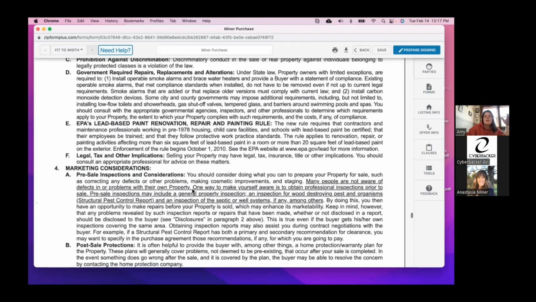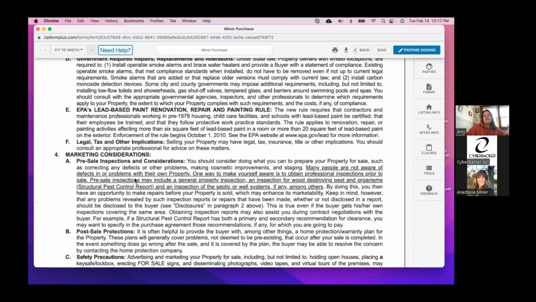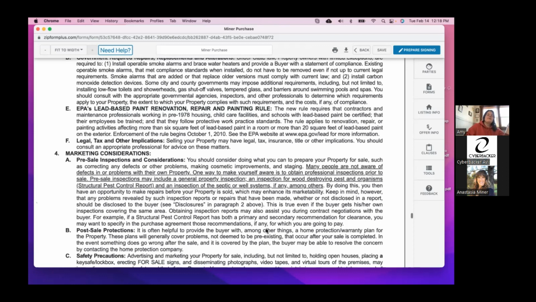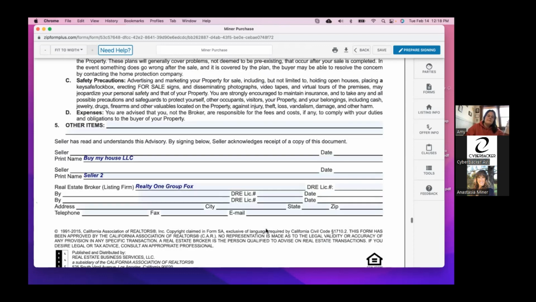Here's where it talks about, right? Many people are not aware of defects or problems with their own property. One way to make yourself aware is to obtain professional inspections prior to sale. Pre-sale inspections may include a general property inspection, an inspection for wood destroying pests and organisms, and an inspection of the septic or well system, if any, among others, right? So there's where it talks about, hey, it's to help you in your disclosure to have those reports done.